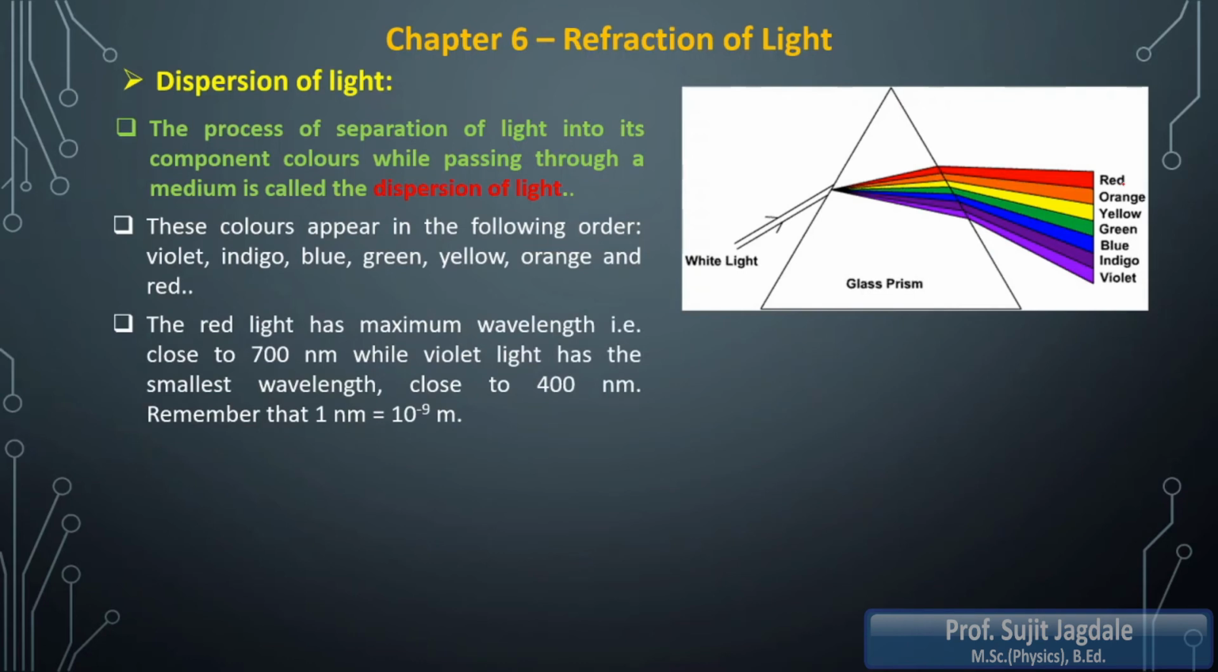Now it is about the deviation. I just told you that violet color has maximum deviation and red color has minimum deviation. Exactly reverse to that you have to consider wavelength. Red color has the minimum angle of deviation, but it has maximum wavelength among all the colors. So which color has the maximum wavelength? The red light has maximum wavelength, close to 700 nanometer or 7000 Armstrong unit.